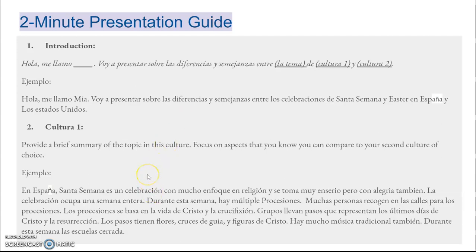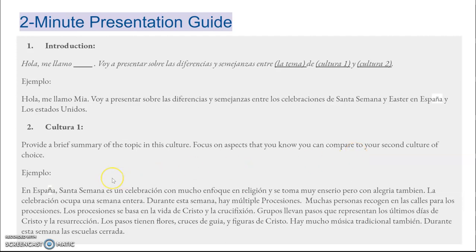And then for discussing the first culture of choice, which in my example, I did España and the holiday Santa Semana. You're going to provide a brief summary of the topic in this culture and focus on aspects that you know you can compare to your second culture of choice.